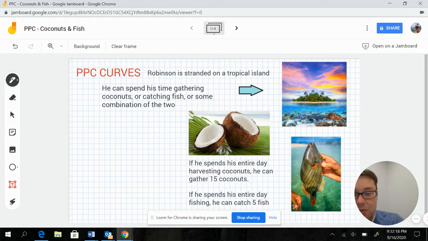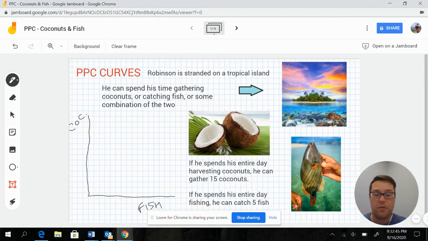Okay, so what are we going to do? We're going to draw a graph over here. Draw it as straight as I can. Okay, so you're going to put your two goods on each axis, right? And it really doesn't necessarily matter which one you do. So I'm going to write coconuts up here and fish down here. Both of these are a quantity. We can just abbreviate that quantity of fish and quantity of coconuts.